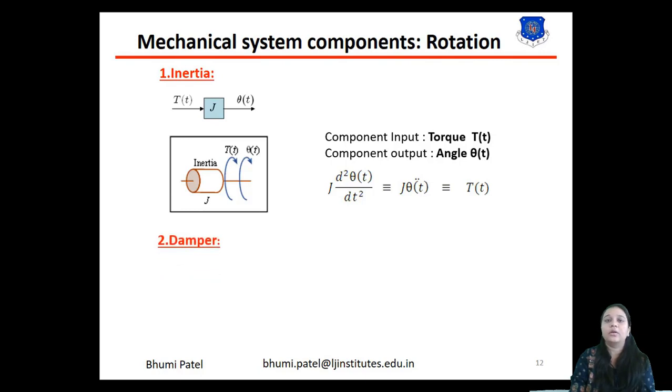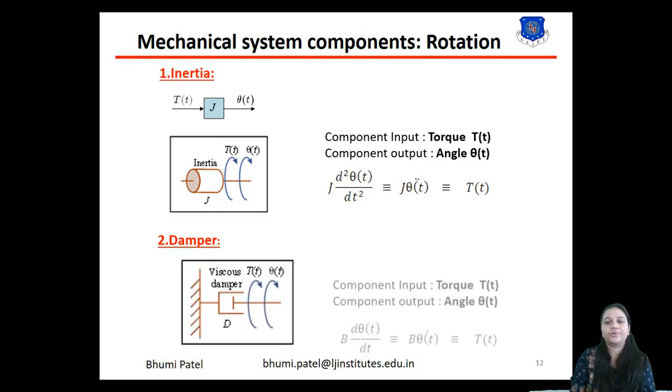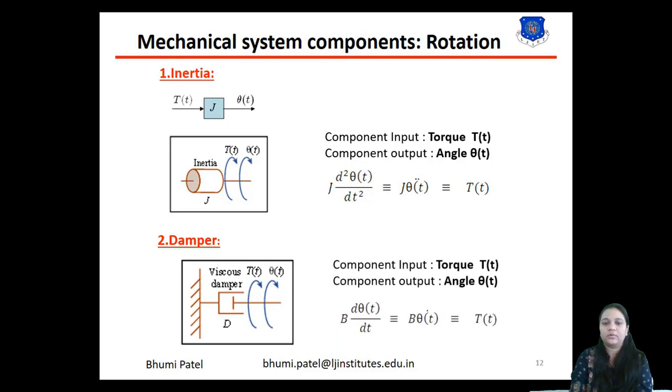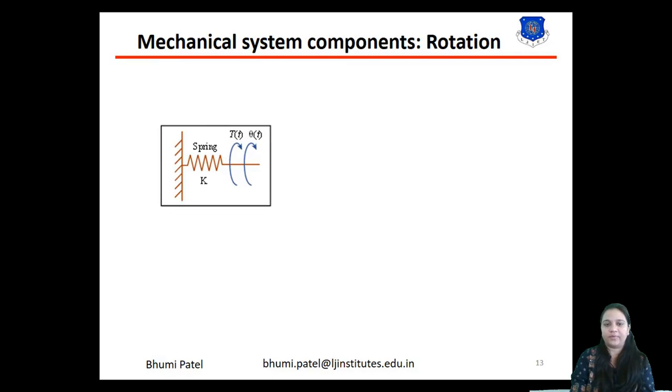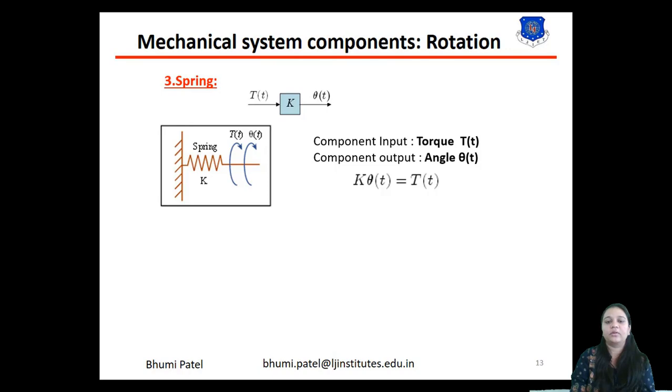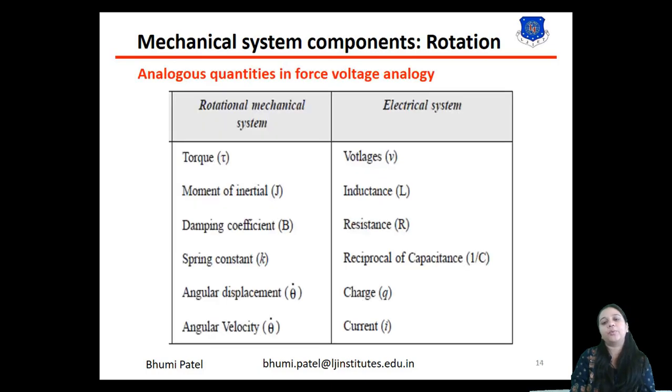The damper is the same as for translational motion. The damper is also known as the friction of the system. So the equation of the damper is B d theta of t upon dt is equal to B theta dot of t is equal to T. Here the component input is torque and the output is angle theta of t. And the third one is the spring, and the equation for the spring is the same as in translational motion: K theta of t is equal to T. The input is torque and the output is angular displacement.